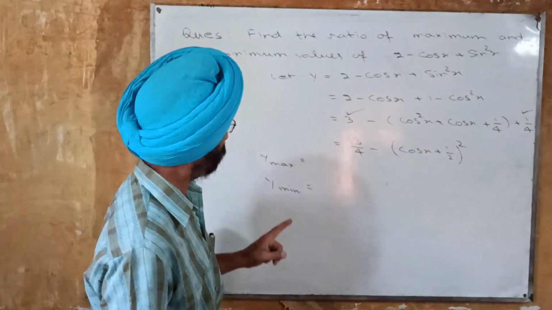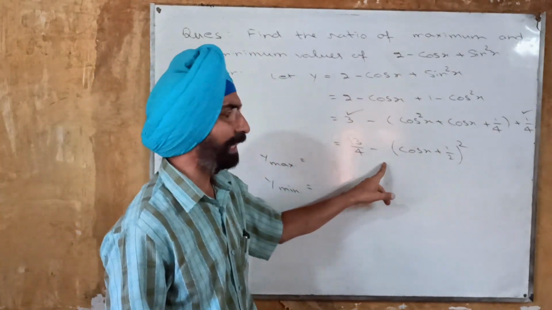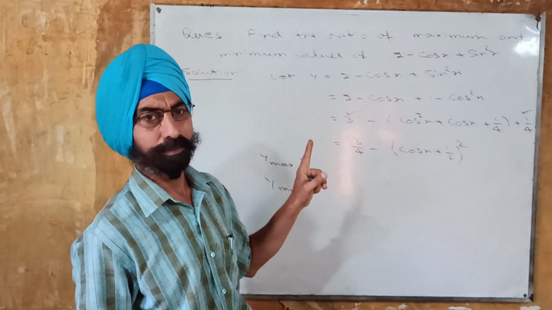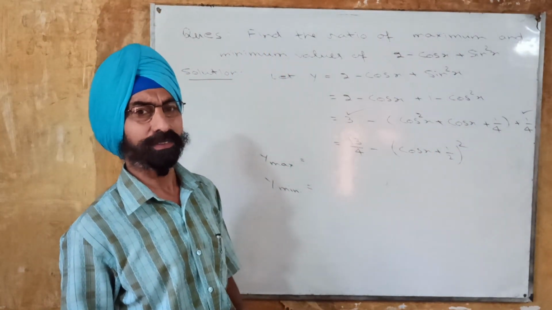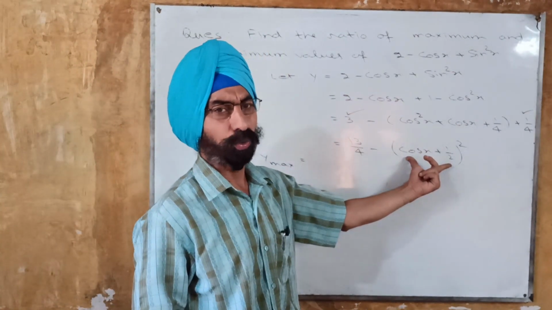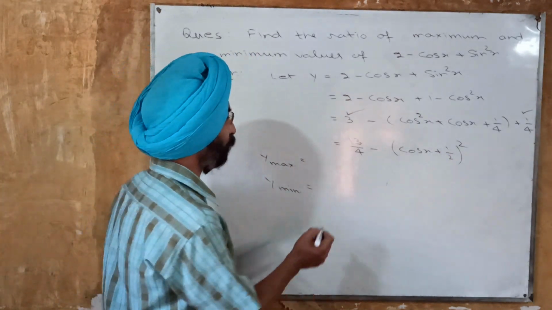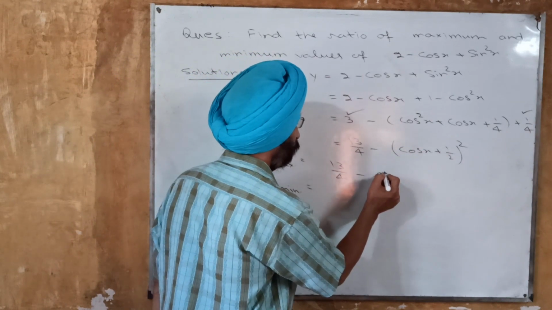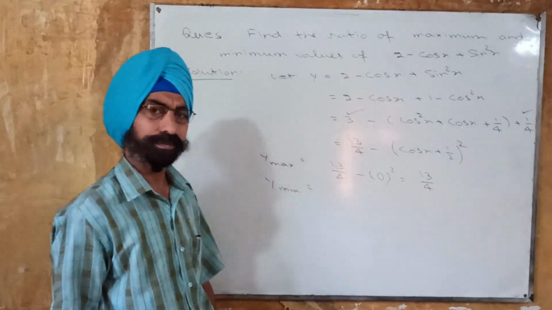Now we want to find y maximum and y minimum and then their ratio. For y to be maximum, this quantity is fixed, and this is negative. So when it is minimum, y will be maximum. And it is a perfect square, so its value cannot be negative. So what can be its minimum value? Its minimum value can be 0 when cos x is equal to minus 1 by 2. So y maximum will be obtained by putting the second quantity as 0. So the maximum value is 13 by 4.